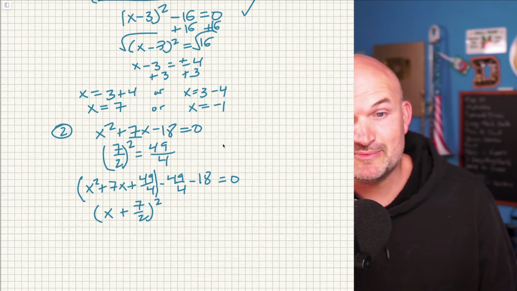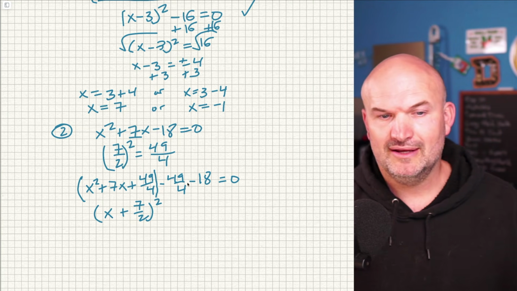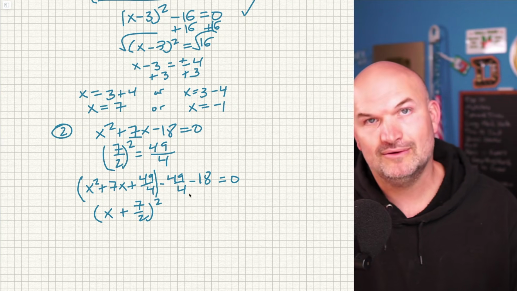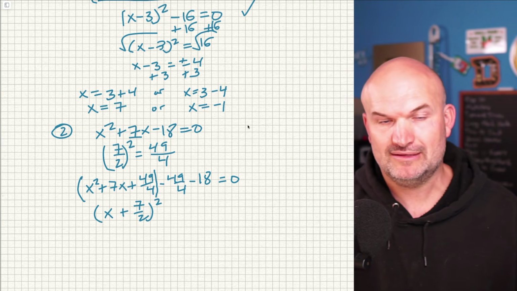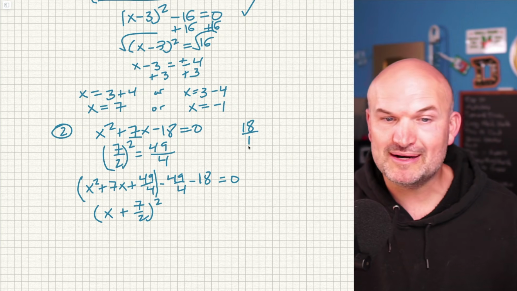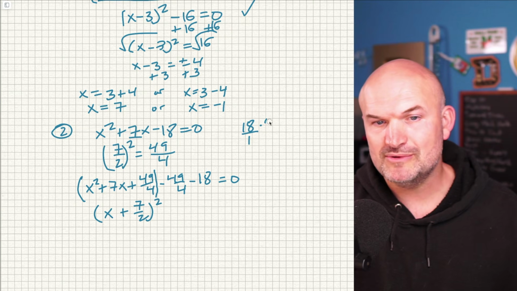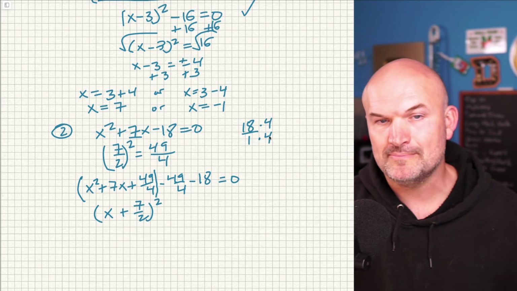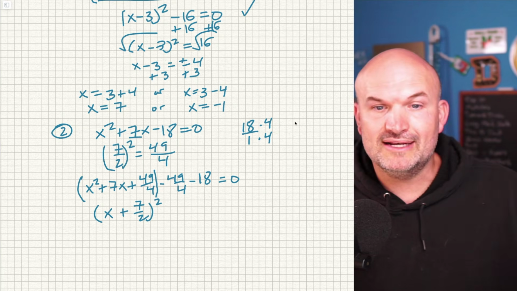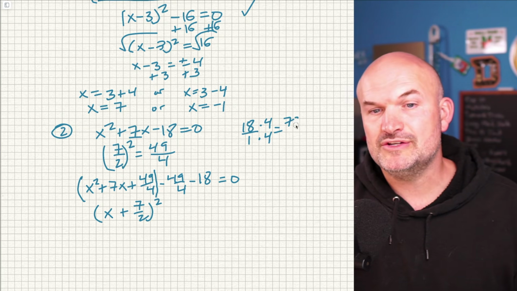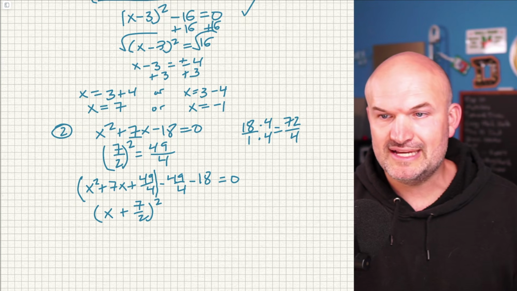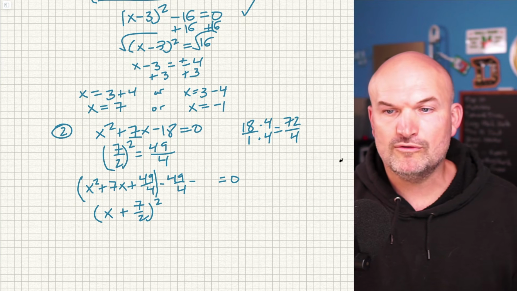Now, the other part where students will be like, crap, I don't know what to do here, is how am I going to subtract 49 over 4 minus 18? Well, ladies and gentlemen, we don't want to work with an 18. We want to work with 18 over 4, so we need to get the common denominator. So all I'm going to do is multiply by 4 on the top and the bottom. Now 18 times 4, 18 times 2 is 36, times 2 again gives me 72. So that's 72 over 4. So I'm going to rewrite this 18 as 72 over 4.